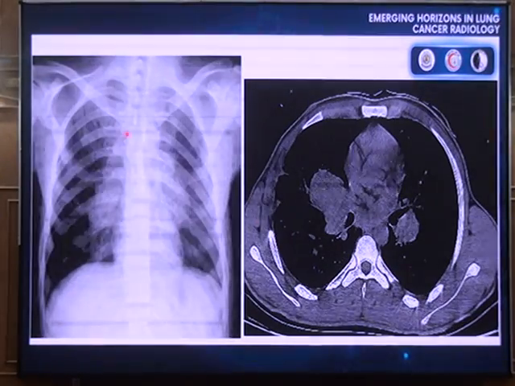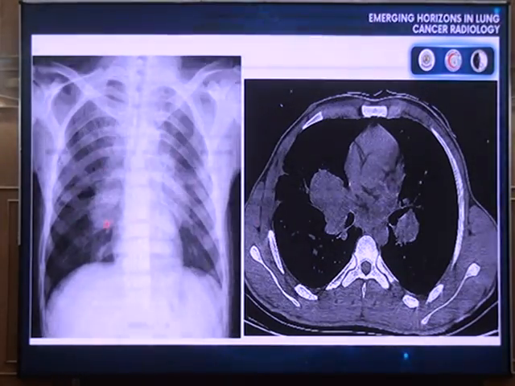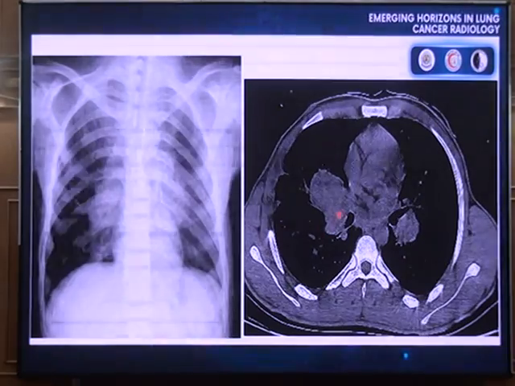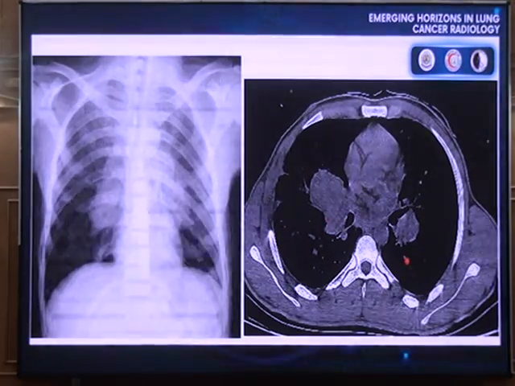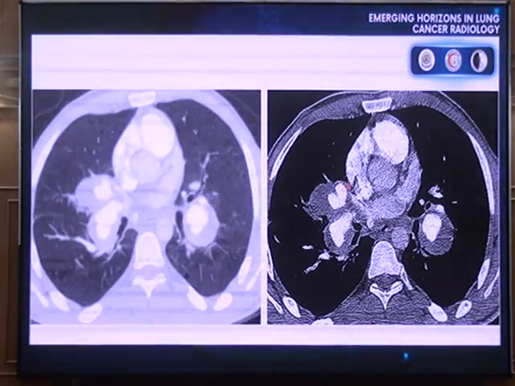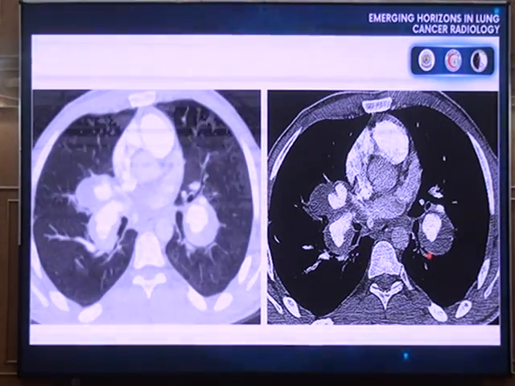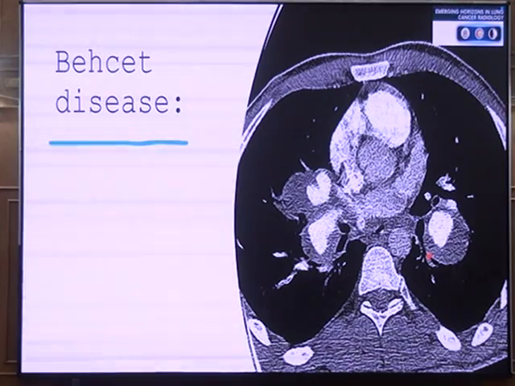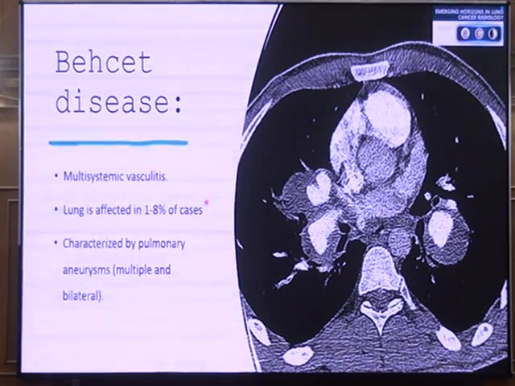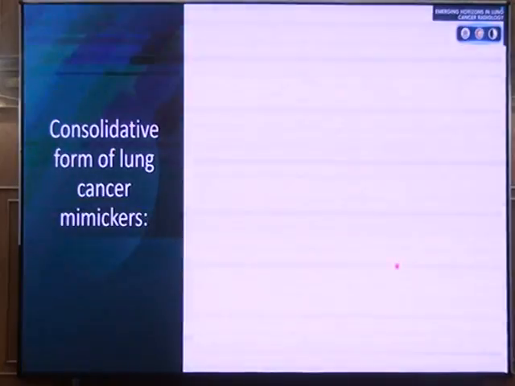Another case: bilateral parahilar masses here on chest X-ray, and on the non-contrast CT, they appear well circumscribed, as you see here. However, on the post-contrast study, they appeared as aneurysms with partial peripheral thrombosis. And this was a case of Behçet disease, which is a multi-system vasculitis, affecting the lung in 1 to 8% of cases, and characterized by bilateral multiple pulmonary nodules. So it's mandatory to perform a post-contrast study in any case with parahilar masses.